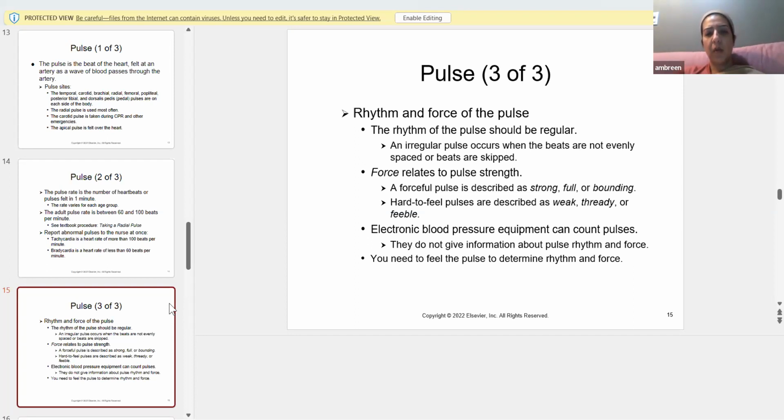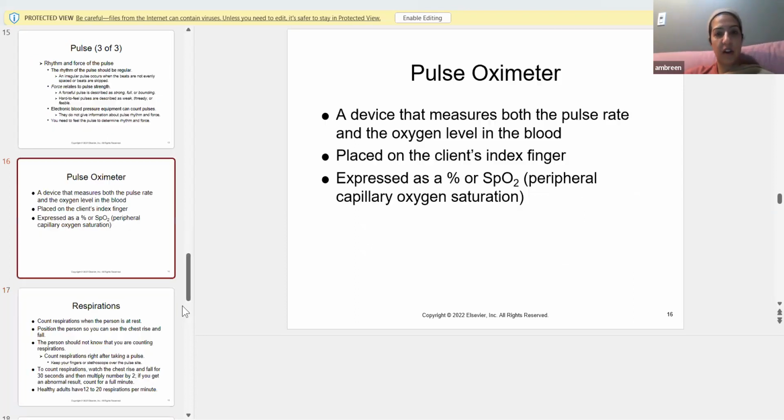Electronic blood pressure equipment can count pulses. They do not give information about pulse rhythm and force. It cannot tell you whether it's regular or irregular. It only gives you a number. When you put your hand, it tells you regular or irregular. You need to feel the pulse to determine the rhythm and force. You have to put your hand on the radial pulse on the wrist to know whether it's regular or irregular. Pulse oximeter, a device that measures both the pulse rate and the oxygen level in the blood.